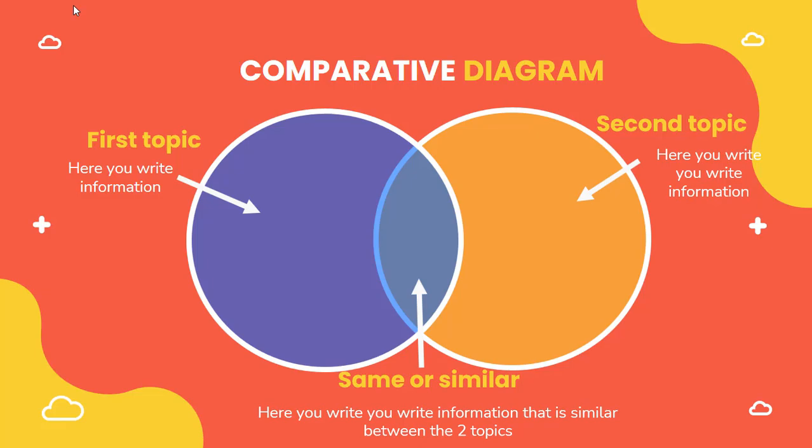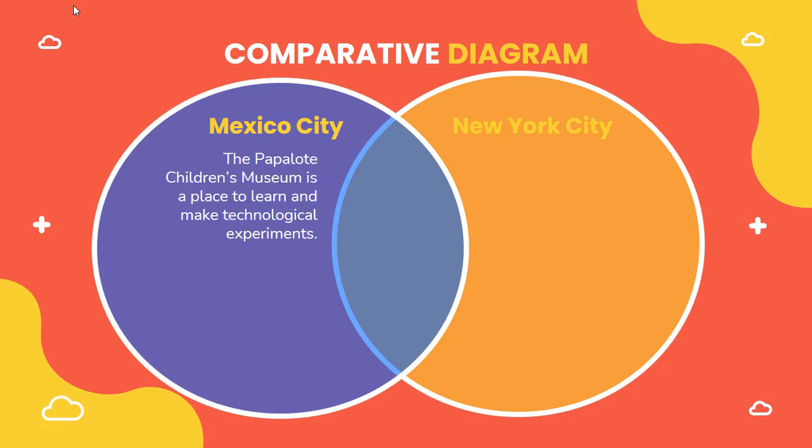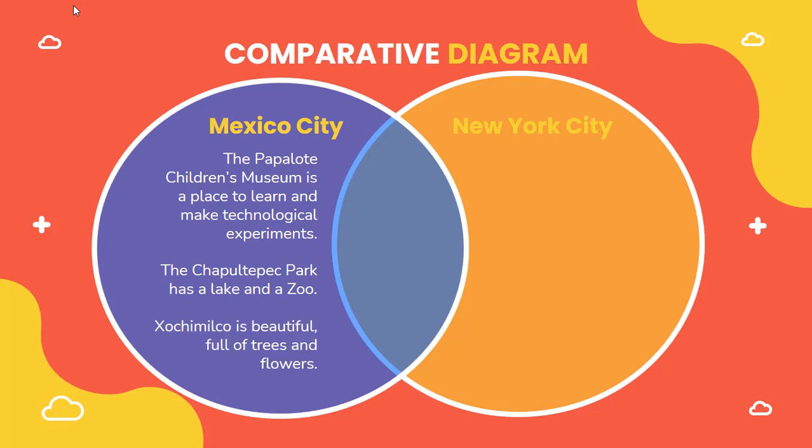Let's see an example, okay? So, let's see an example between Mexico City and New York City, okay? So, digamos que en Mexico City, the Papalote Children's Museum is a place to learn and make technological experiments. That's a place in Mexico City, right? Another activity or another place is the Chapultepec Park and has a lake and a zoo. And Xochimilco is beautiful, full of trees and flowers. That's the information of Mexico City.